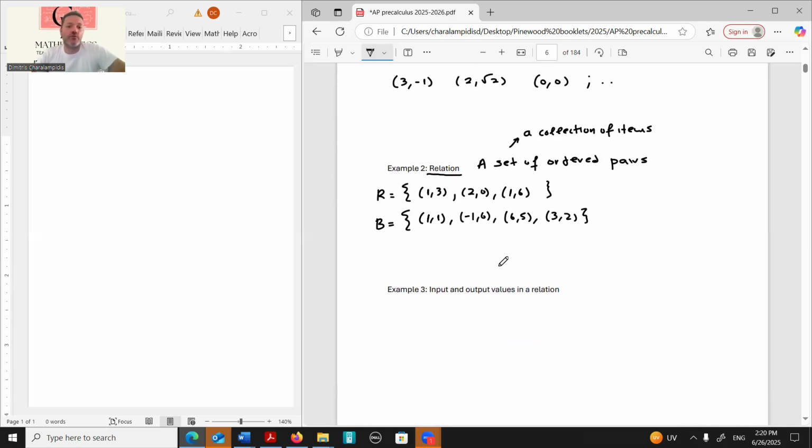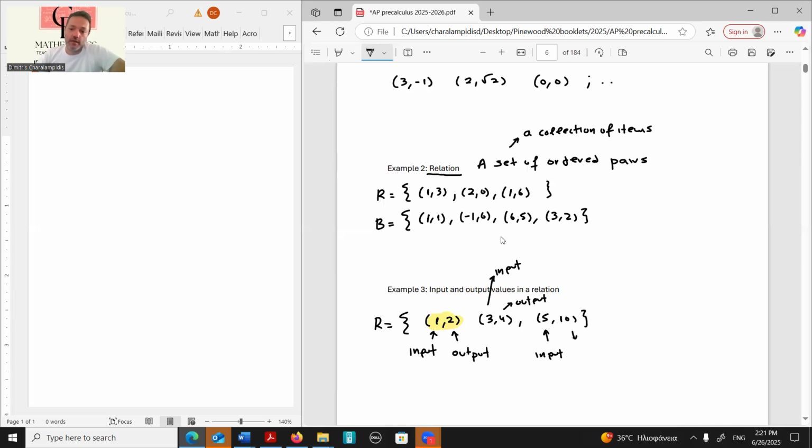Input and output values in a relation is the third definition for today. Given an ordered pair, let's discuss this one, (1, 2): the first number we see in front of us is called the input value, while the second one is called the output value. Again, in (3, 4), this is the input, and that would be the output. Here, this is the input, and that would be the output. In general, in a random ordered pair (x, y), x is the input and y is the output value.